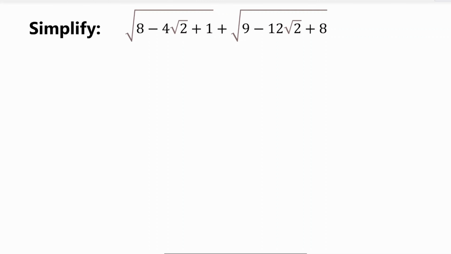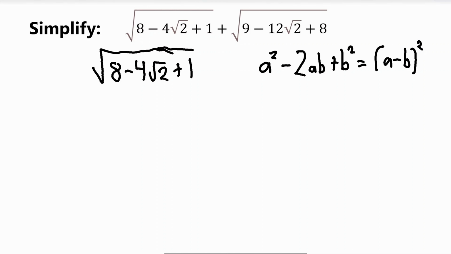So first, let's worry about the first expression only. Worry about this one first. Ideally, when we want to get rid of a square root, the inside needs to be something squared, right? Well, as you can see, it's not. In this state, we cannot find the square root of this, right?